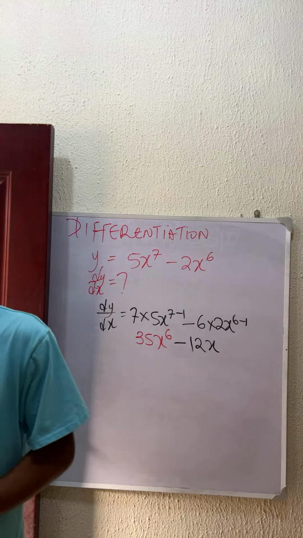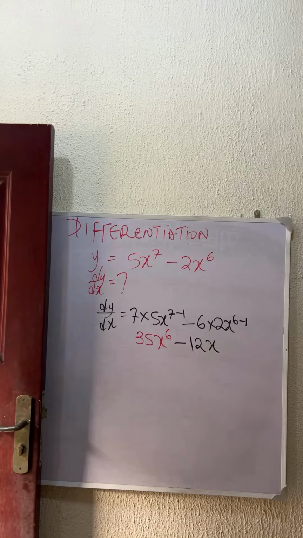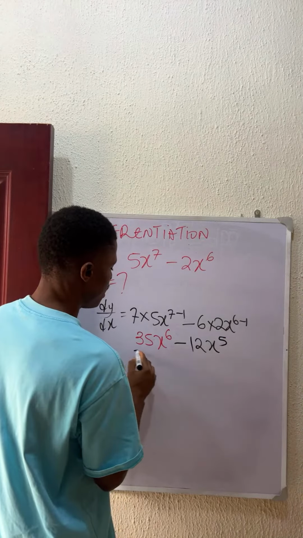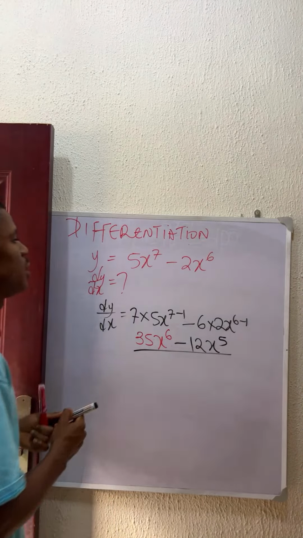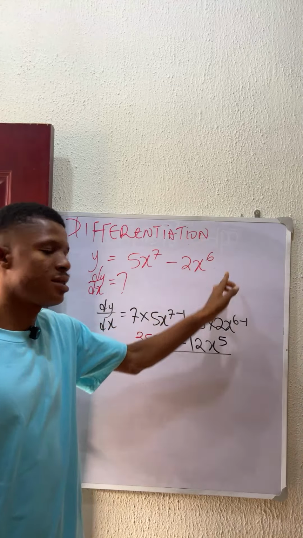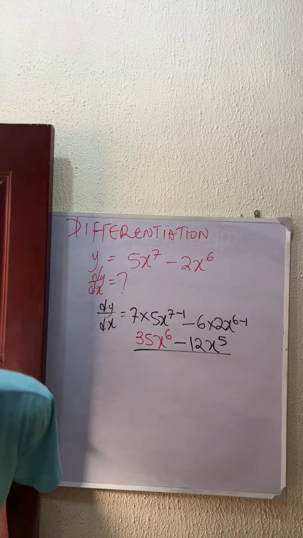What is 6 minus 1? 6 minus 1 is 5. So this is the answer when you differentiate 5x to the power 7 minus 2x to the power 6. Very, very easy and simple. Put a clapping emoji.